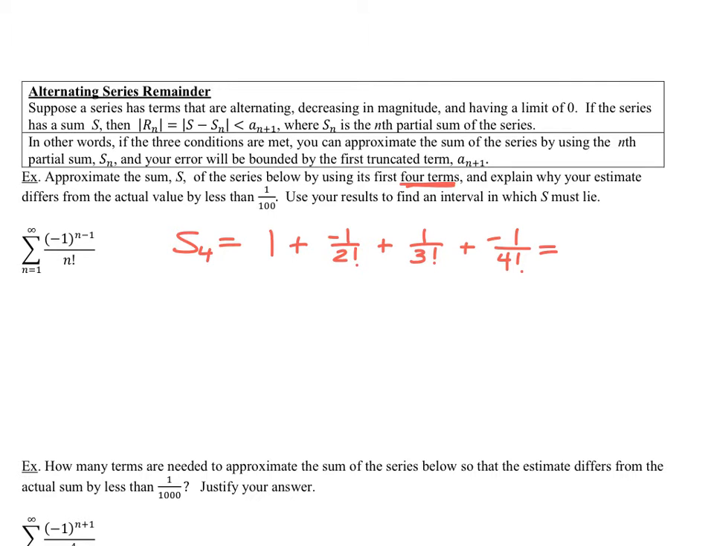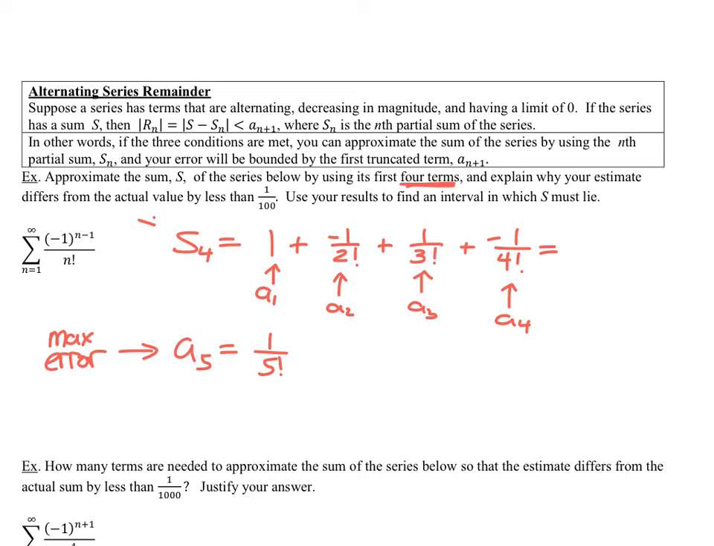Now, the fifth term of the sequence, I'll just make a little note: a sub 1, a sub 2, a sub 3, a sub 4. A sub 5 is going to be a positive 1 over 5 factorial. That's going to be the maximum error. And this is going to be our approximation, S sub 4.